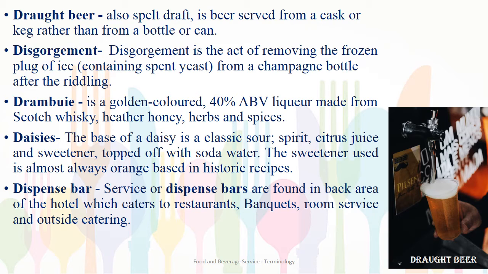Disgorgement. Disgorgement is an act of removing the frozen plug of ice from a champagne bottle after the stage of riddling. This plug of ice usually contains spent yeast. Drambuie is a golden color liqueur which has alcohol by volume of around 40% and is made from Scotch whiskey, heather honey, some herbs and spices.